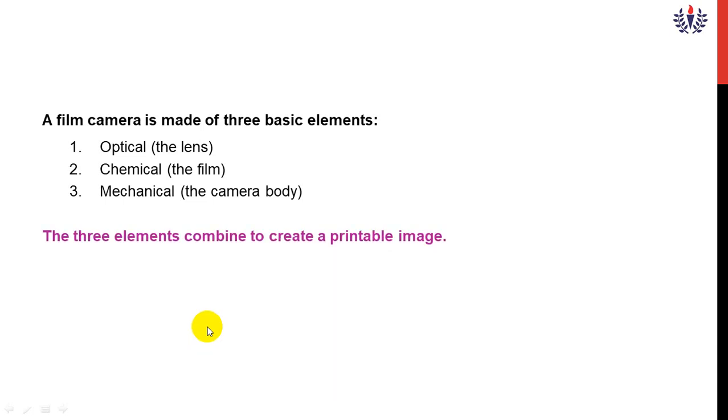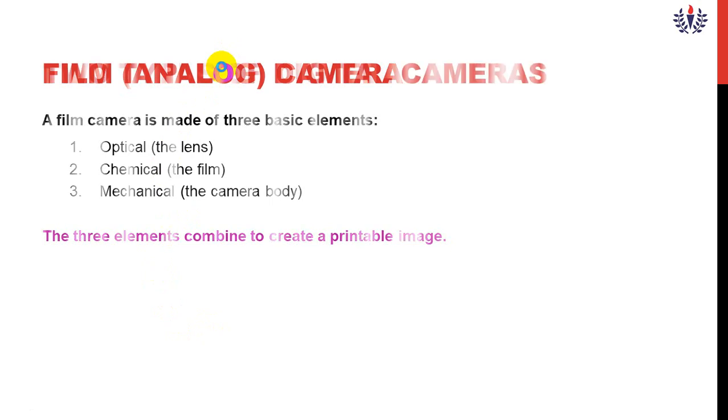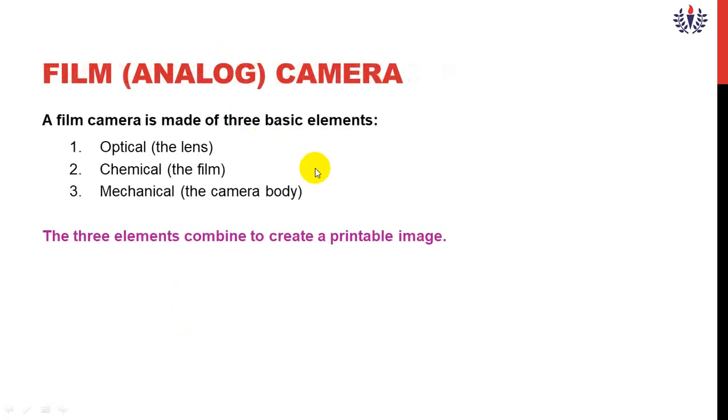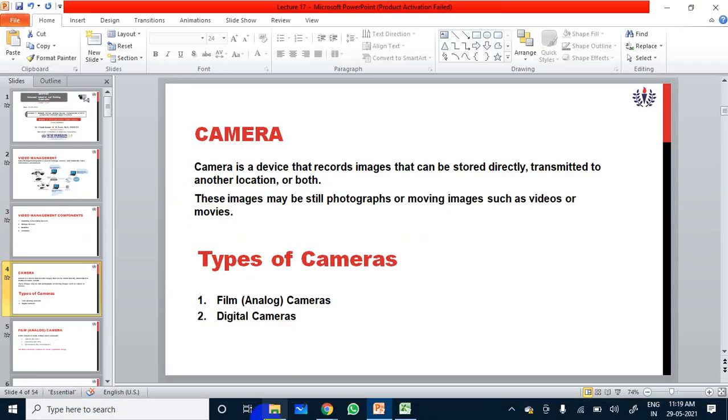One by one I will explain. What is a film camera? This is the concept of the analog camera. An analog camera has three components or three basic elements. One is optical, that is the lens. The second is chemical, that is the film. The third is mechanical, meaning the camera body.